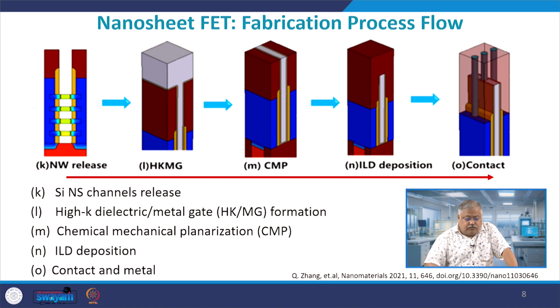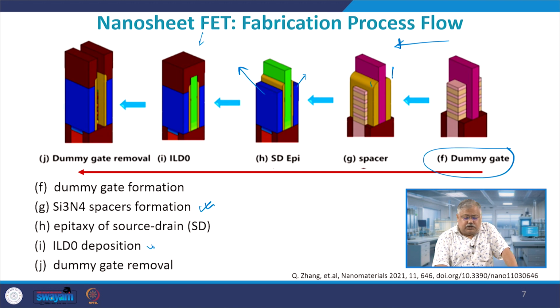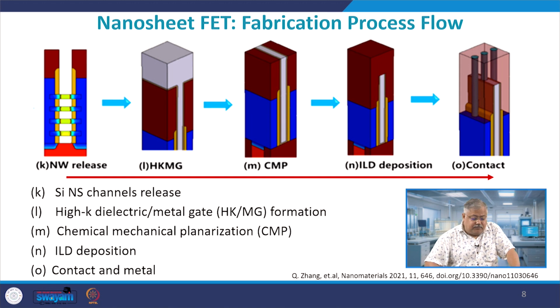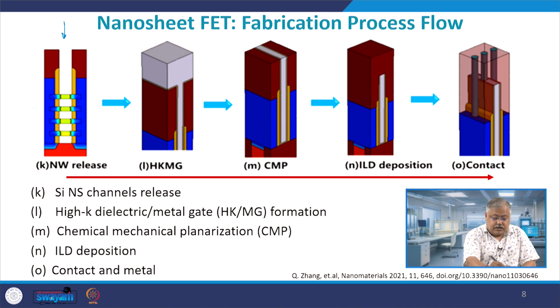Now, once you have done the dummy gate removal, which is here, what you are left with is this part, right? And then you go on etching the nanowire, releasing the silicon nanosheet channel. You start removing it by giving a chemical removal, and then we put a high K material formation here.